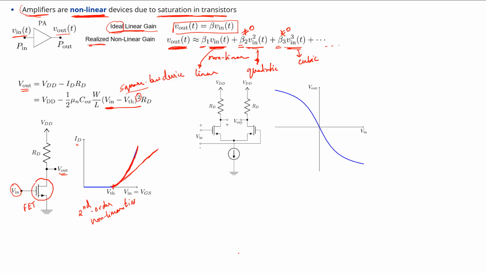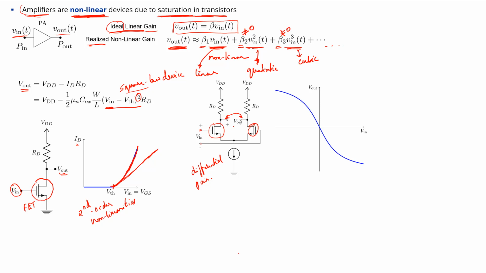Another configuration is what is called a differential pair. A differential pair is a common amplifier configuration where the input is fed across two transistors rather than just one, and the output is across the two FETs, across the two drains of the FET transistors.